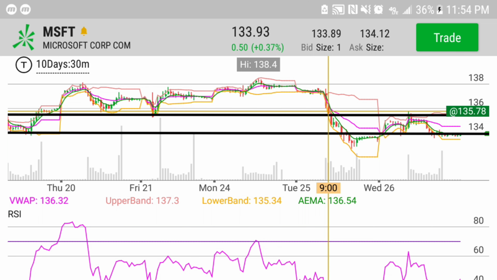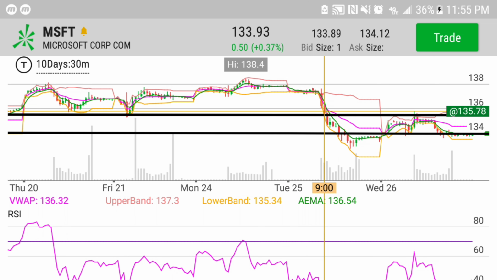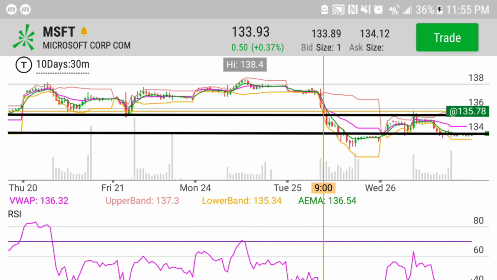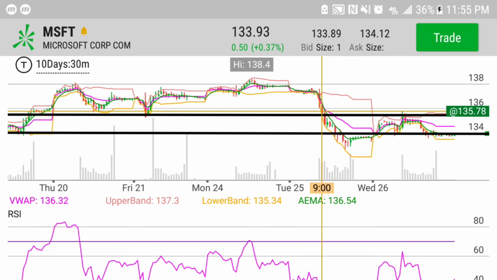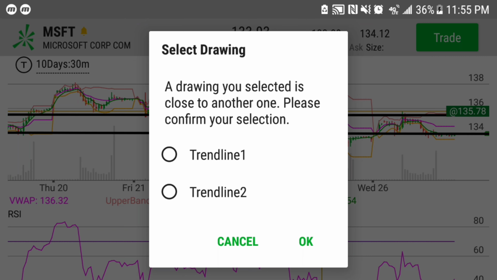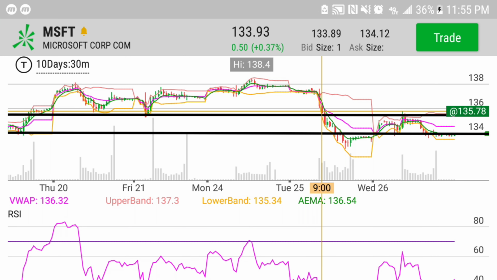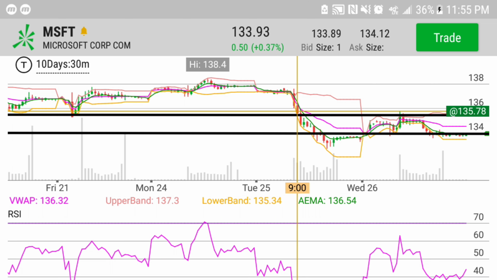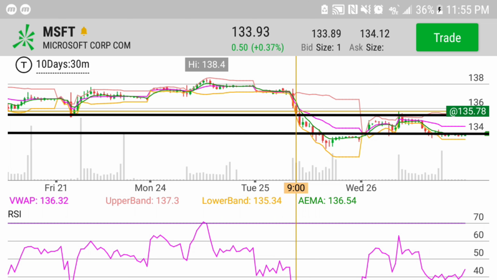So I thought that it would be a good idea to start a call position, and that's exactly what I did. I bought some 135 calls, which were in the money at the time. However, hold up, let me take that off. MSFT broke through that support line and ended up dropping even more, and it ended up trying to consolidate along the 134, 135 area.